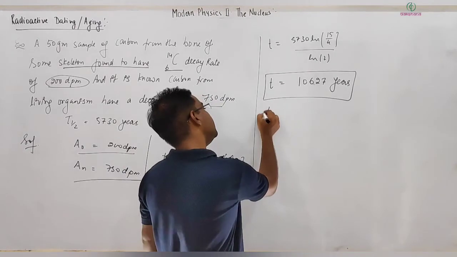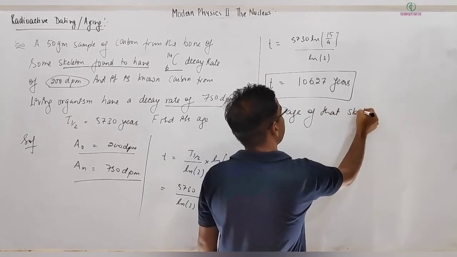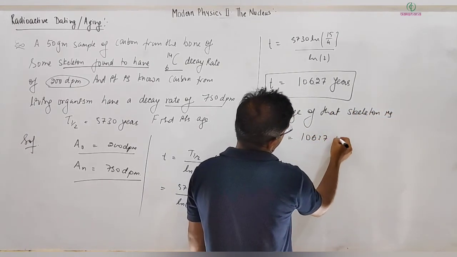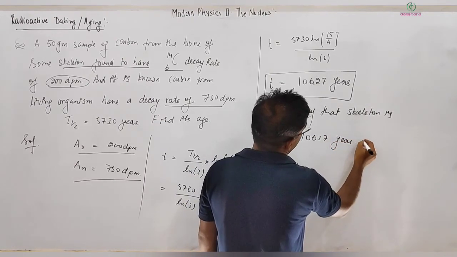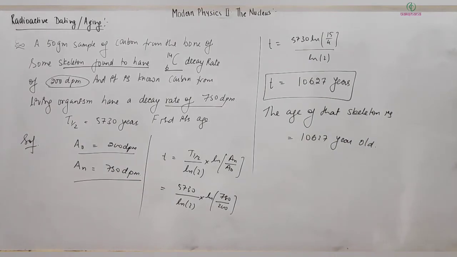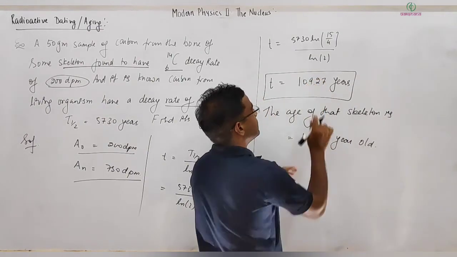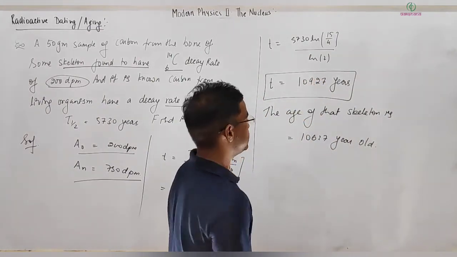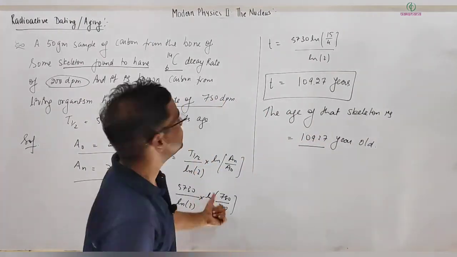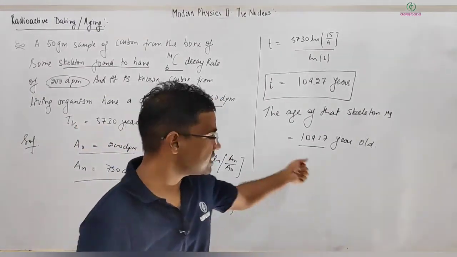So the age of that skeleton is 10,627 years old. Let me just check the calculation. It's not 10,627, it's 10,927. So after solving this, you will get 10,927. So you can see very easily we can find the age with the help of carbon dating. So this is about carbon dating.